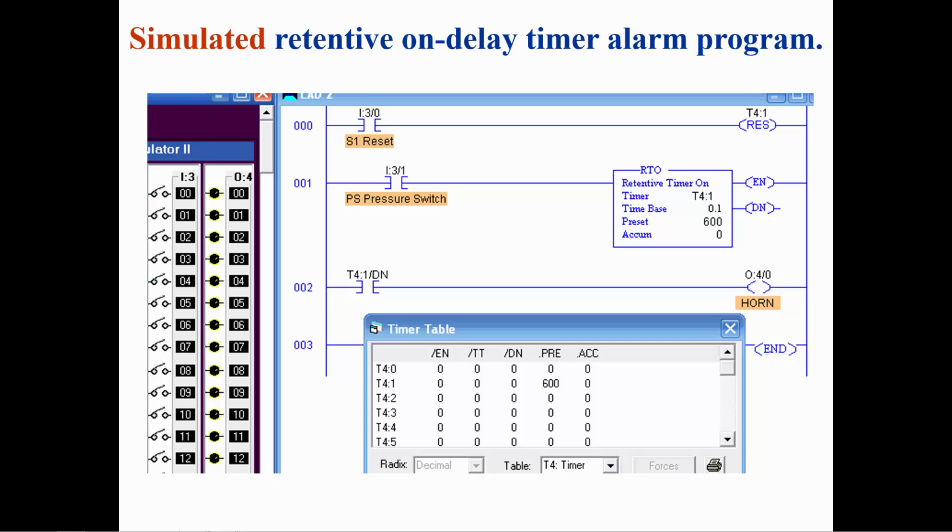Note that the accumulated value is not reset to 0 when the retentive timer on instruction is false. It is only reset to 0 when the RES instruction with the same address as the timer is true.